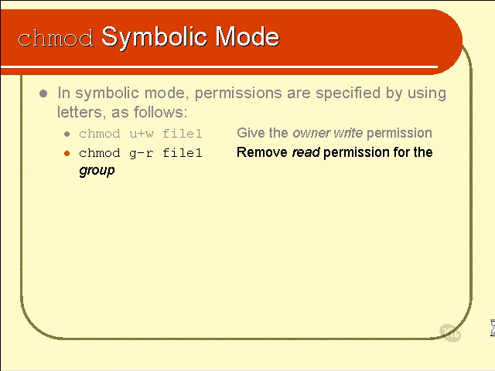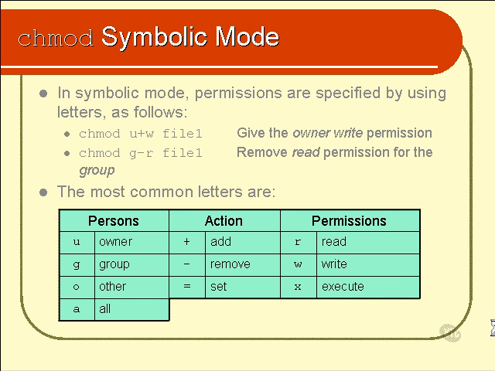Here's another one, Chmod g minus r of file1, which would mean minus means take away, so take away read permission for the group. As you can see, it's pretty easy to get your head around this. So let's see a list of all the various different letters available. There's actually a fair few more than these, but these are the most common. These are the ones that you're going to use on a day-to-day basis.